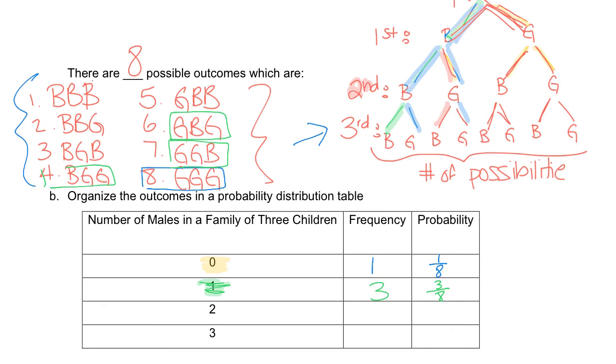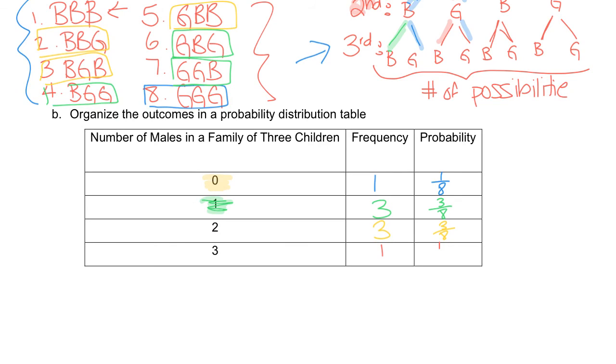Okay, now let's see if we can find out the probability of having 2 boys. So 2 boys happens here, here, here, and that's it. So I have 3, and again, that's 3 out of 8. And then the possibility where we have all 3 boys, well, that only happens the 1 time. So the probability of having all 3 boys is just an eighth.